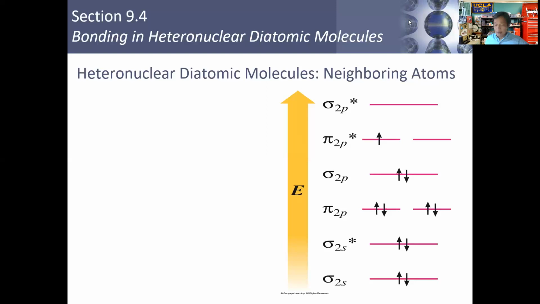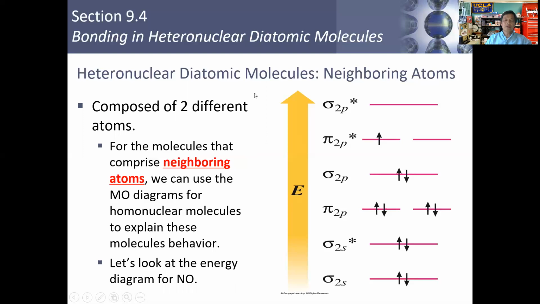Okay, so let's take a look at an example here of nitrogen monoxide. Nitrogen monoxide is an example of a molecule that's made up of two atoms that are pretty close together. And so we're going to take a look at the heteronuclear cases first by examining atoms that are close to each other. So we're going to take a look at nitrogen and oxygen. So let's take a look at nitrogen monoxide first. This is the molecular orbital diagram for nitrogen monoxide.